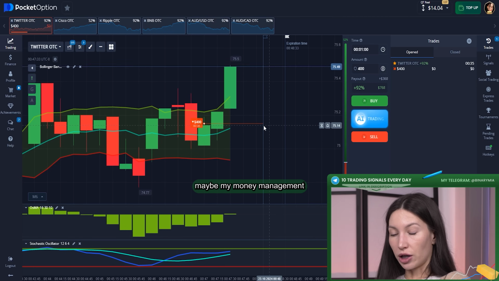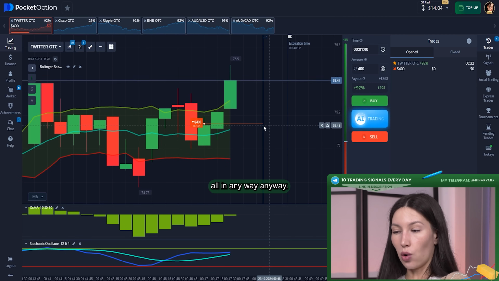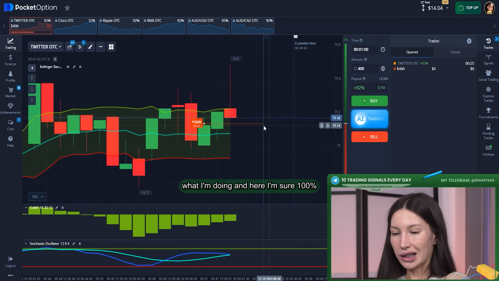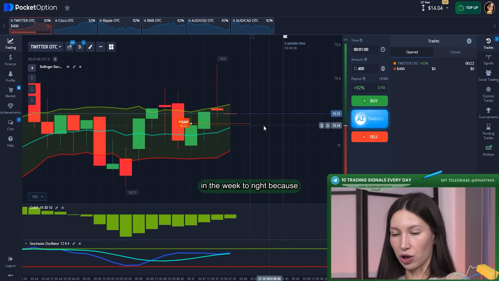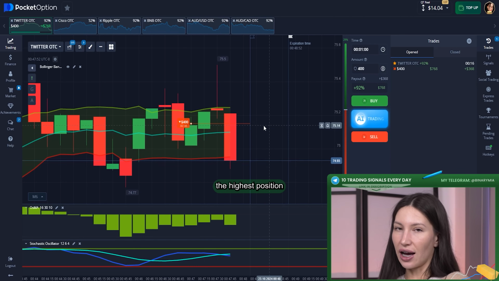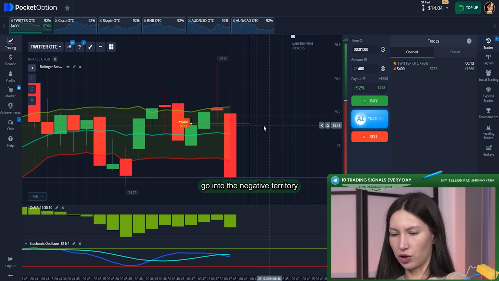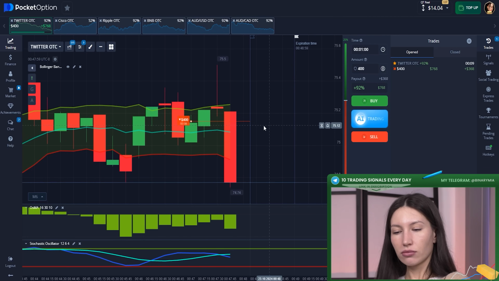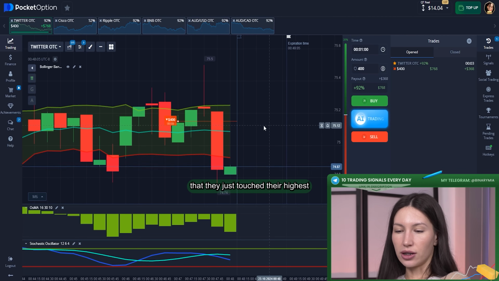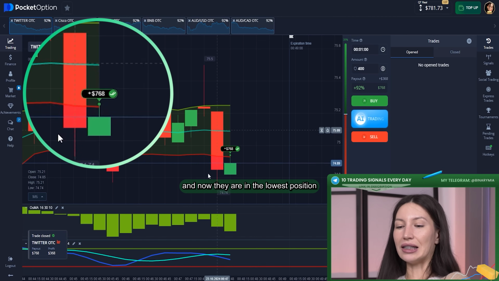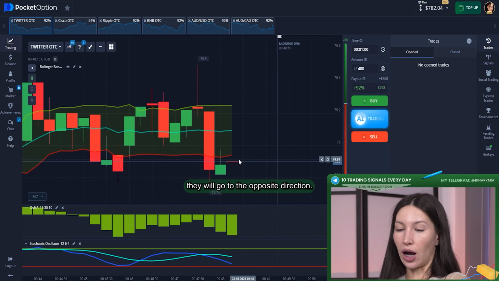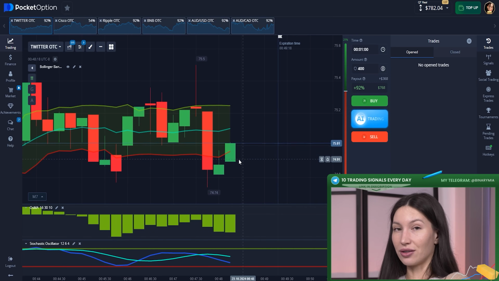And yeah, maybe my money management is really risky because almost I'm going all in anyway, guys. I'm sure what I'm doing, and here I'm sure 100% in the victory, because look at the Bollinger Bands, almost all the time candles touch the highest position and after that go to the negative territory. If they touch the lowest level, they'll go to the highest position again. So it just happened that they just touched the highest and now they are in the lowest position. Already did it, already crossed it, and probably they will go to the upper direction quite soon. As you can see, I'm right.